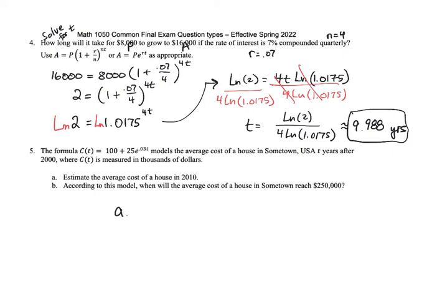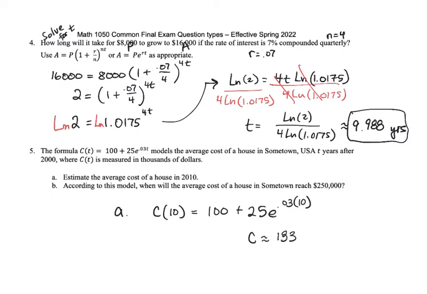So if you plug in t equals 10 for C of 10, you're going to get 100 plus 25 e to the 0.03 times 10. Like I said, that's just strictly work on your calculator now. So 100 plus 25. Oh boy. So I'm getting 133.746 for C.